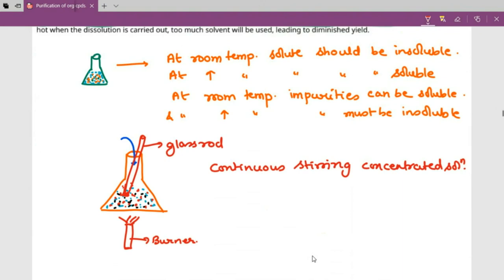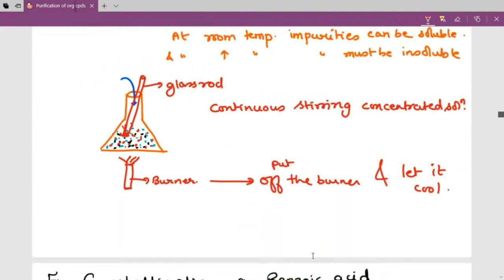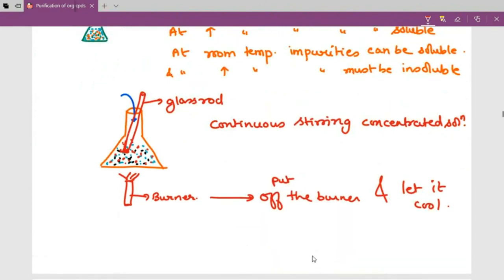Now by doing all this, we'll put off the burner and let our whole solution cool. If there is any impurity which is giving color, then we use charcoal, which will adsorb colored impurities. So you can see sometimes charcoal powder is added, or activated charcoal. Its function is to adsorb the impurities which are giving color.